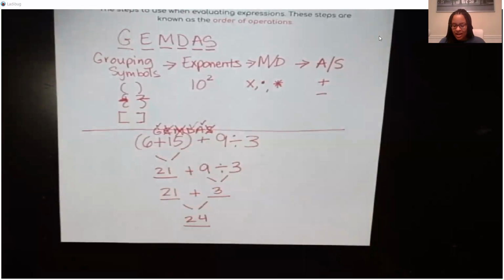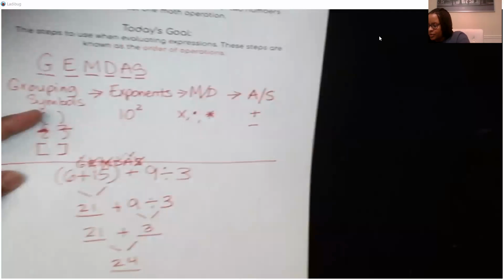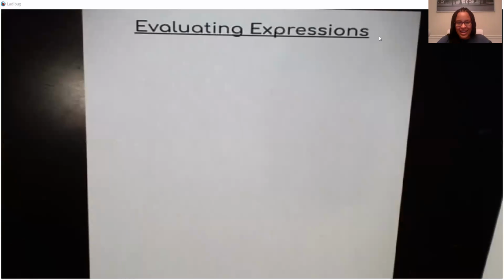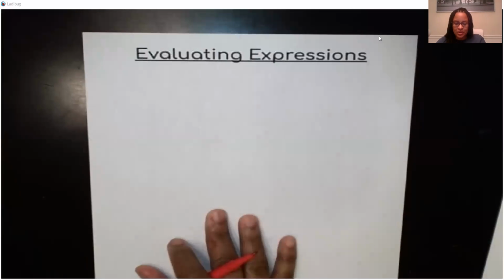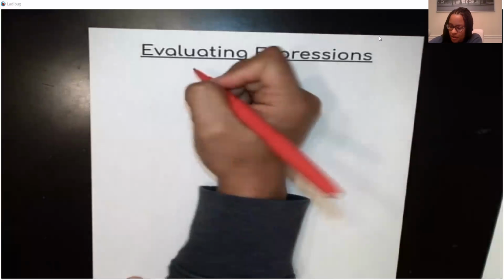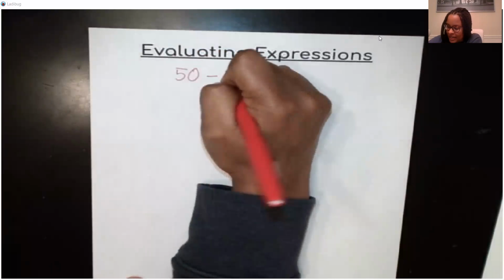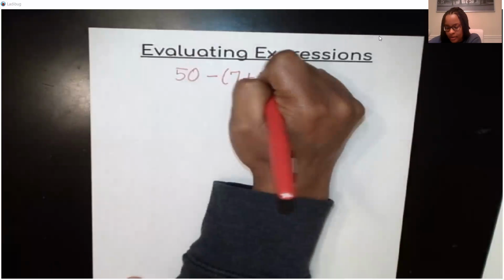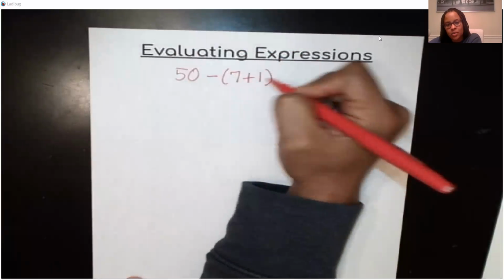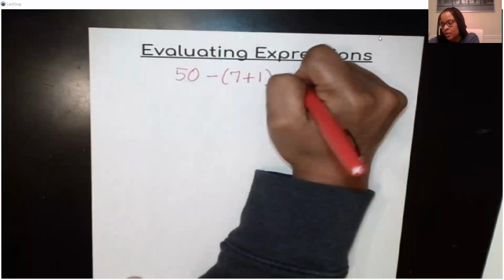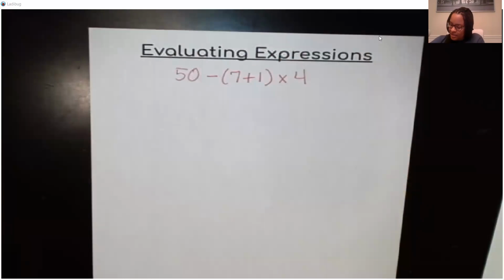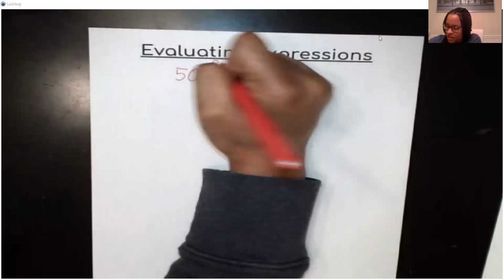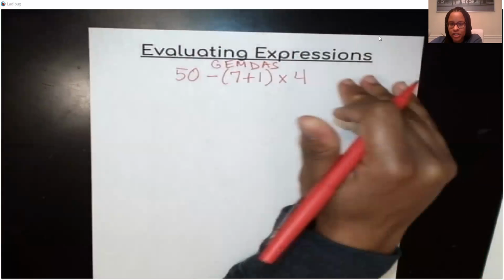All right, let's do one more of those together. So let me get another piece of paper real quick, and I am going to do one more. Okay, so I'm going to do 50 minus, open parentheses, 7 plus 1, close parentheses, times 4, okay? And I'm still going to do the GEMDAS up top, just to remind myself of which order of operation to do first.